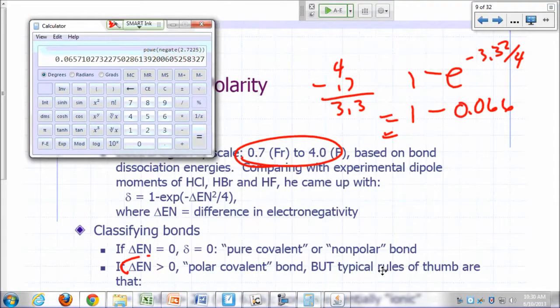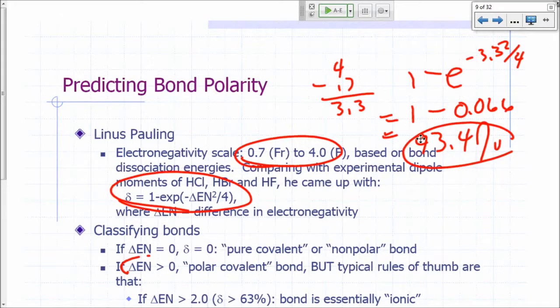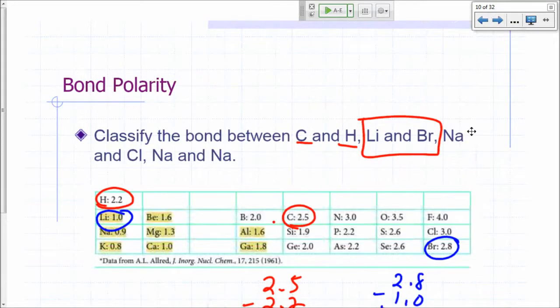So 1 minus that is 0.934. So that's only 93.4% ionic. So using this formula, you can't even get 100% ionic. There's really no theoretical basis for this formula. He just used it to fit his experimental data. So you can just use that as a rough gauge as to whether you're dealing with something that's ionic or polar covalent or covalent, non-polar or polar, right?